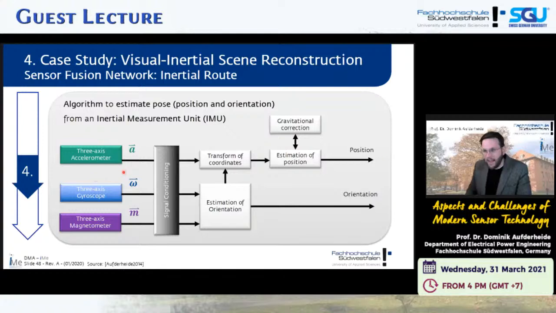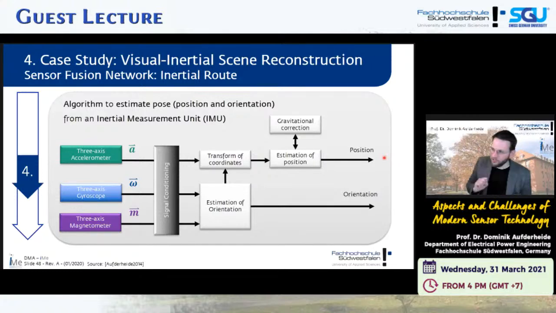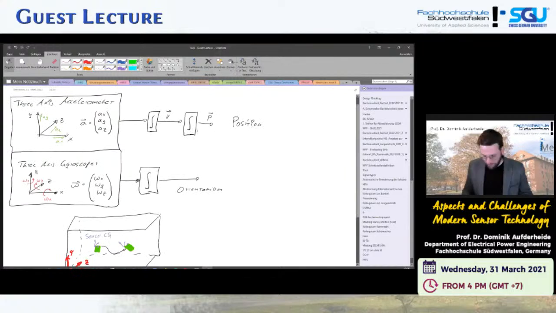And now I come back to the question of Albert. What does the Kalman filter have to do with these kinds of things? I did not take this into consideration when I prepared the presentation because it could be complicated. But the problem is that when your algorithm contains integration, there is one big problem. And this problem is drifting.